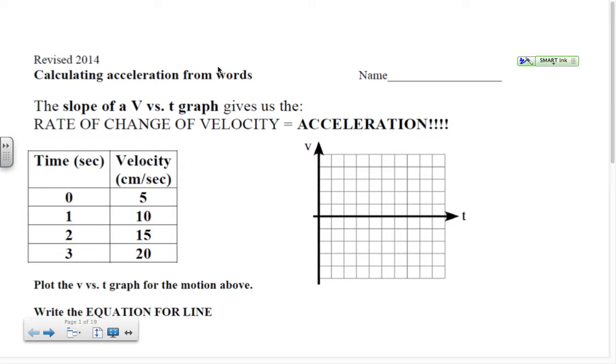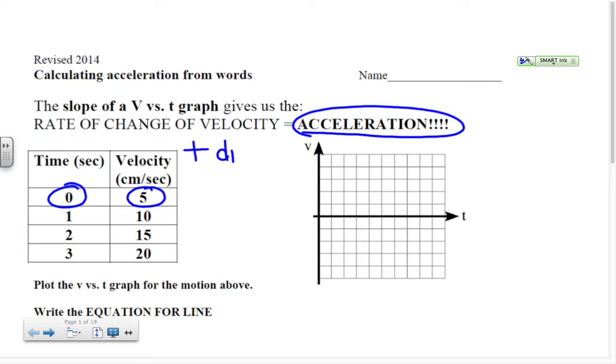Now, if you take a look at what you have in the middle, you have a data table with your time data and your velocity data. And what I want you to do is draw a quantitative VT graph using the data that's provided. At time 0, we have a velocity of 5. At time 1, a velocity of 10. At time 2, a velocity of 15, and so on. So you can clearly see that this object goes a positive direction, and you can also see that it is speeding up.